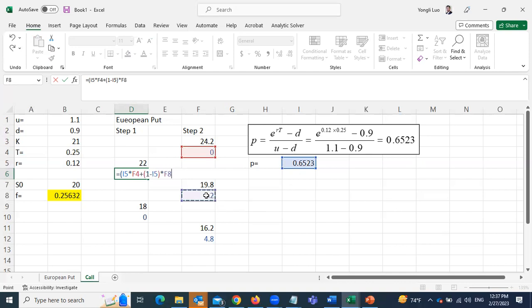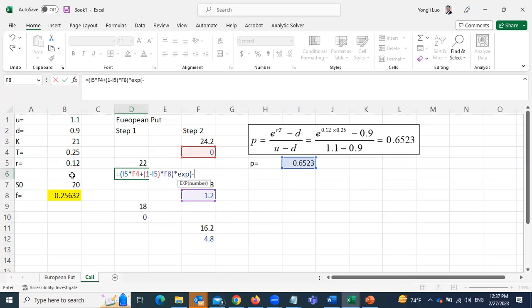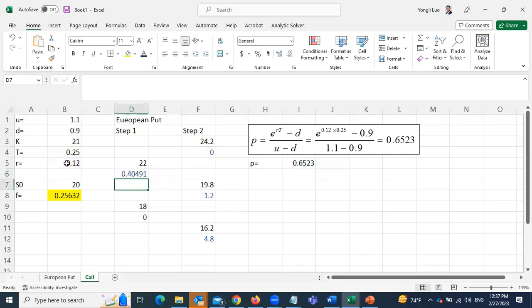and then you times 1.2. Okay, and then you times exponential raised to the power of negative r and t, t times r. Okay, that's the price for the stock price equal to 22. When you click on enter, it will show the price. That's 0.4. And this one now is not going to be 0 anymore. Remember, so we're going to do that again.